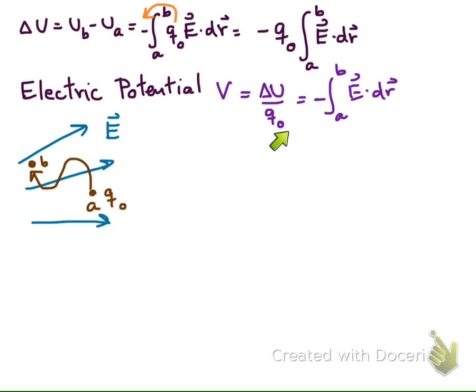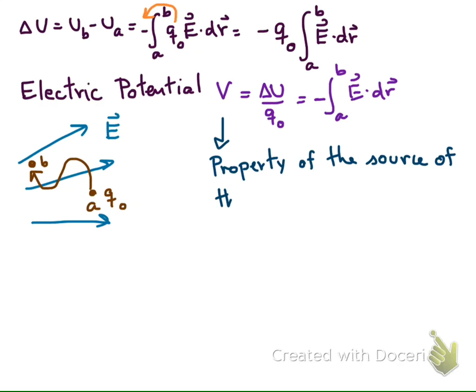When you look at the mathematical form of the electric potential, you can see that we can calculate the electric potential solely from the electric field. In general, we do not need the test charge because we divided delta U by the test charge. So the electric potential is a property of the source of the electric field.